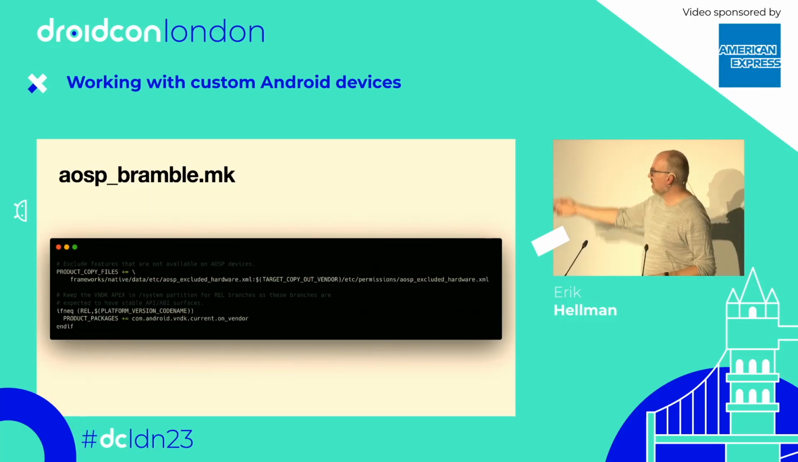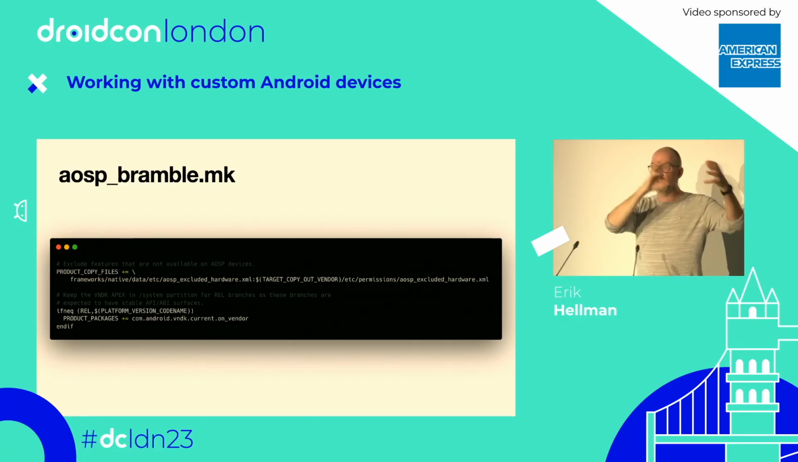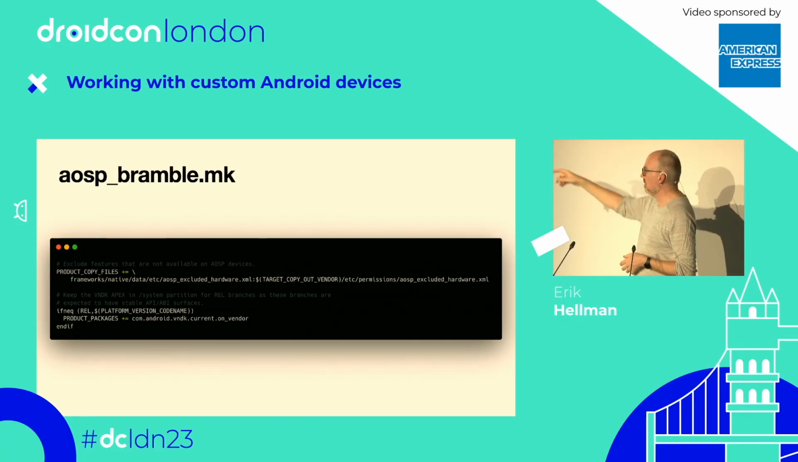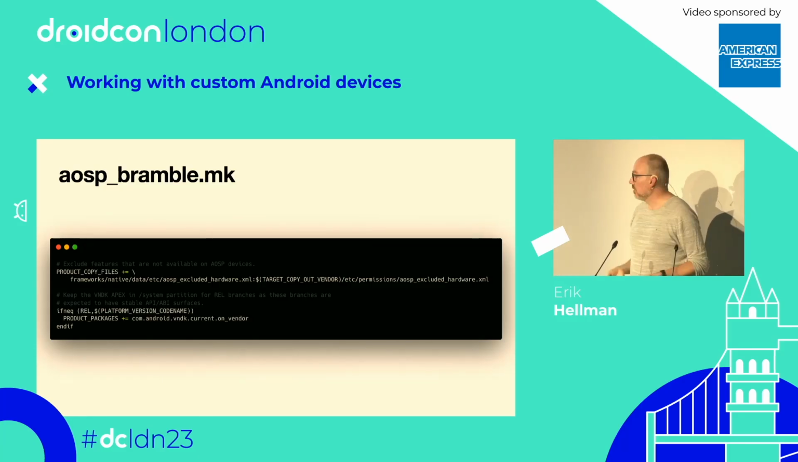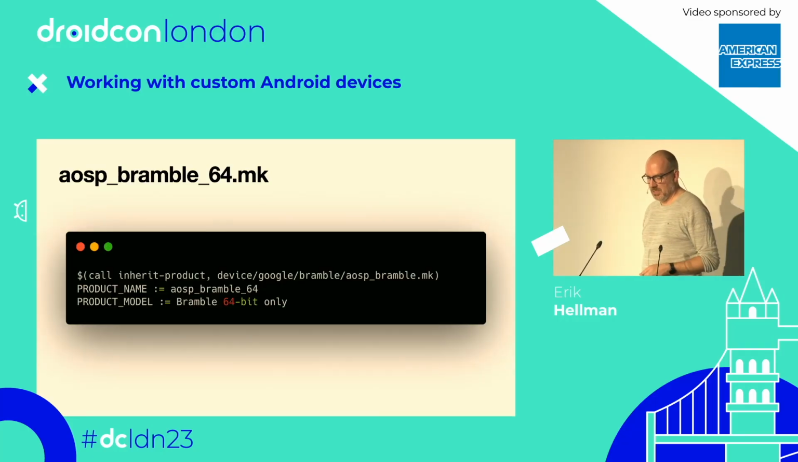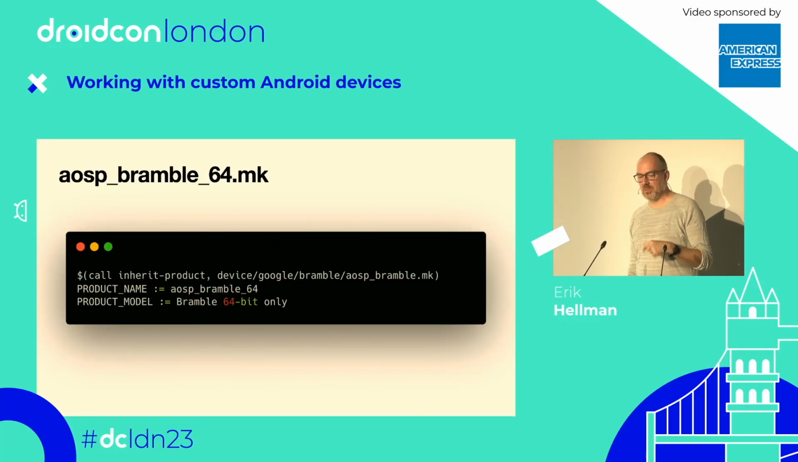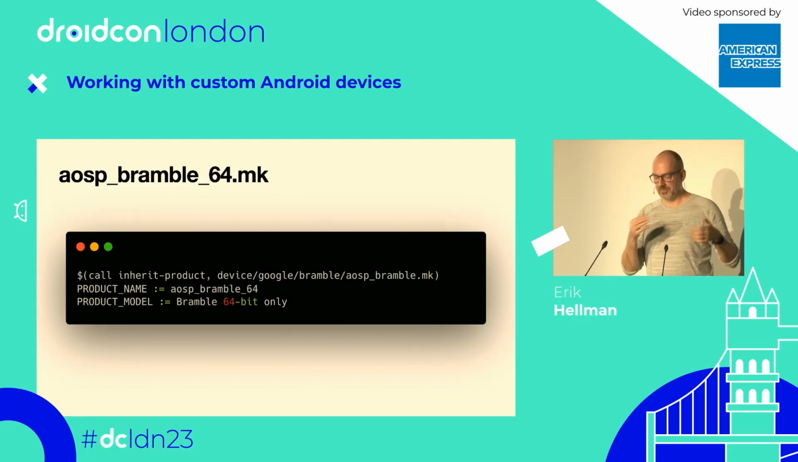Yes, and this is one example of how to copy files that are included in the system into the system image. PRODUCT_COPY_FILES, just add that one, copy that one to that place, and it will be part of the system image. Yeah, I said that already. And for instance, for Bramble, they have one which is 64-bit only. You can define multiple products in the same device folder.